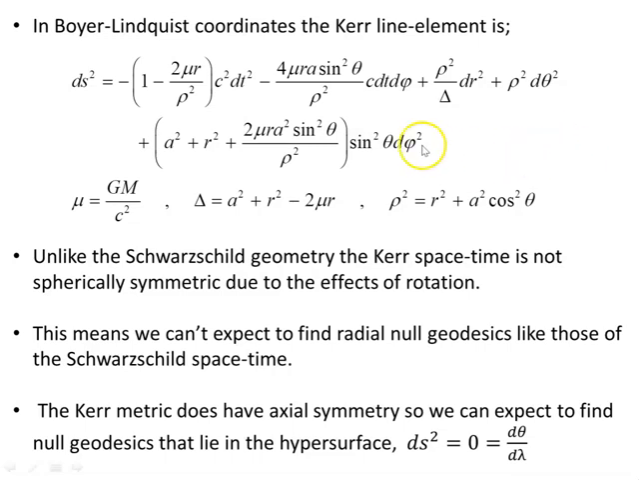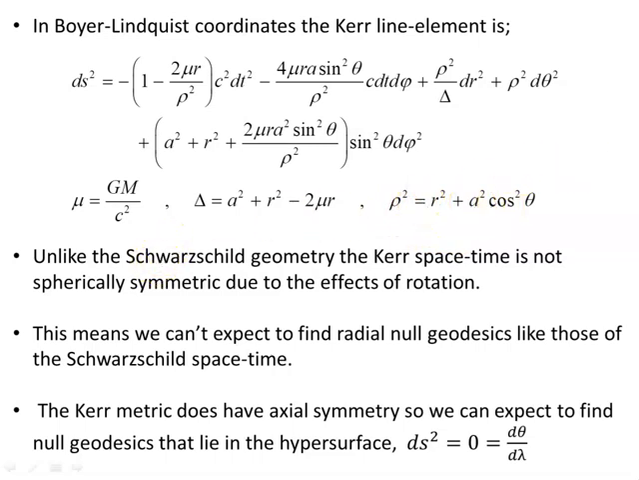Okay, so in Boyer-Lindquist coordinates, the Kerr line element is this. Where mu is GM on c squared, delta set to 0 gives us the horizons, the event horizons both, and rho squared is this object here.